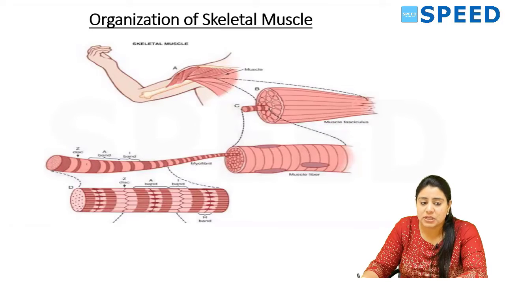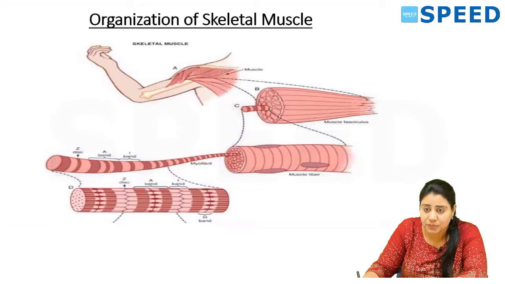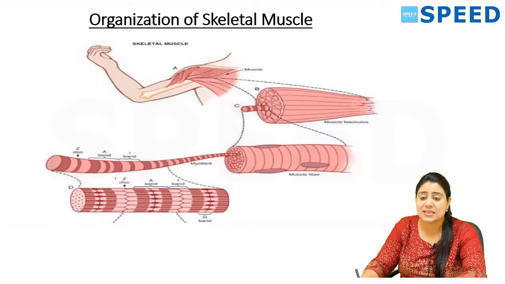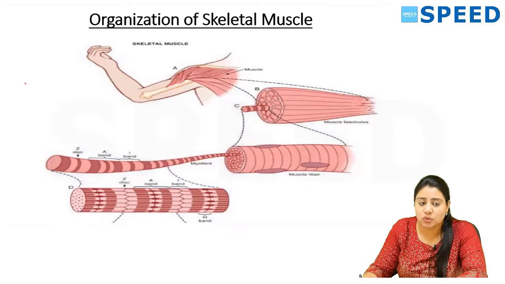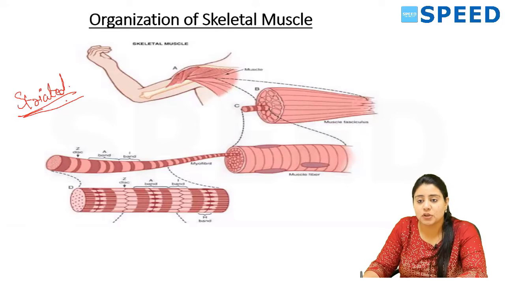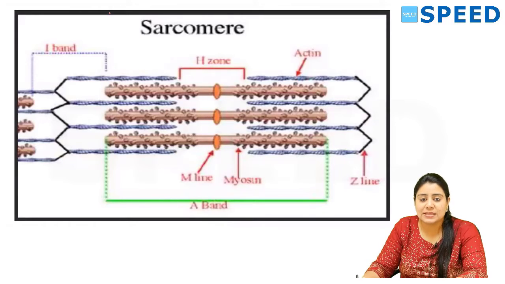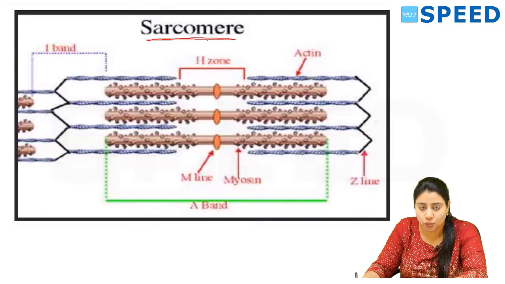It is because of this alternate dark and light band arrangement that the myofibril, as well as the skeletal muscle, has a striated appearance. We know that skeletal muscles are striated muscles, and the reason for this striation is the alternate arrangement of dark and light bands seen in the myofibrils. As I already told you, each myofibril has both actin as well as myosin molecules. So let's see the arrangement of actin and myosin in a sarcomere.